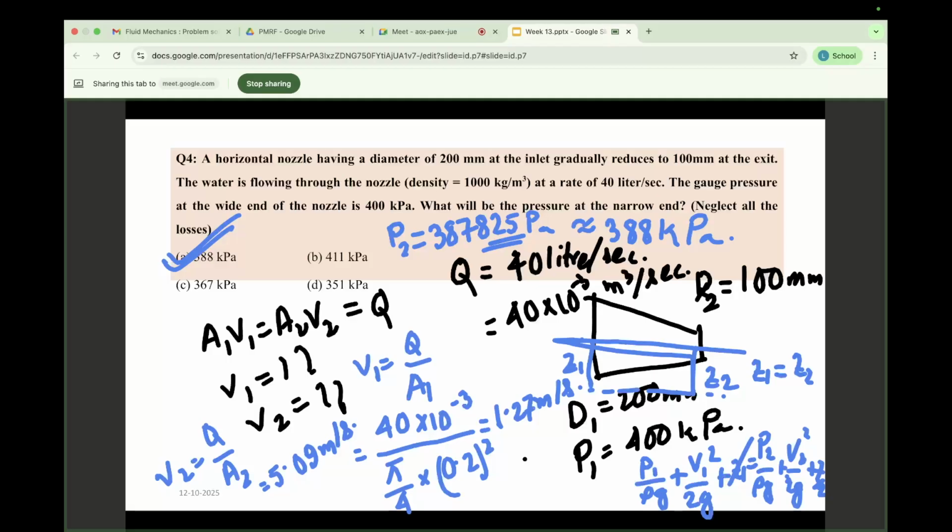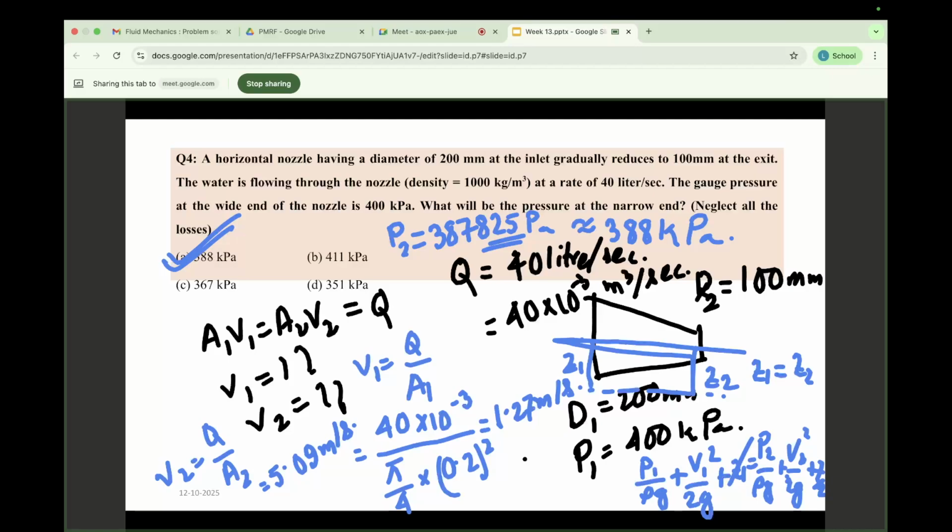First you have to use the continuity equation to find the velocity, and after that, as you are asked to find the pressure, remember, in such types of problems where you need to find pressure or velocity, either it should be the continuity equation or Bernoulli's equation. So put both these equations and solve, and you will definitely get the answer.